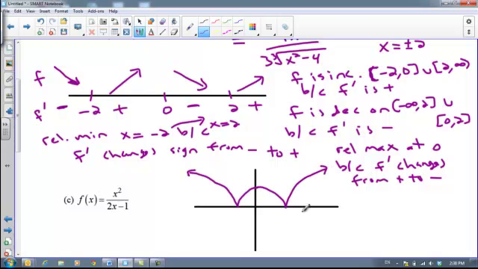Why are these sharp turns? Because they came from the f prime being equal to 0 on the bottom. So f prime was actually undefined at these points. I've got my relative maximum here at 0. I have a relative minimum at negative 2 and at positive 2, and I have the correct decreasing, increasing, decreasing, increasing.